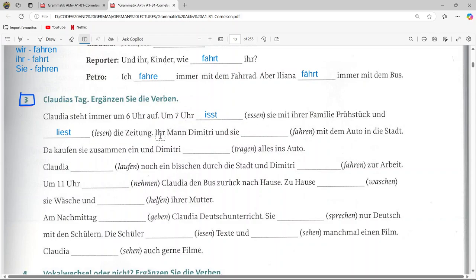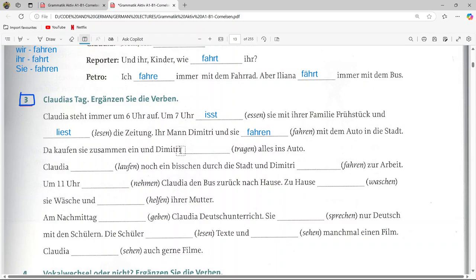Ihr Mann Dimitri, so her husband Dimitri und sie. So now it is talking about two persons, so plural. So plural, the verb will be in the plural sie form or they form, it is the infinitive form. So fahren. Ihr Mann und Dimitri, her husband and Dimitri fahren mit dem Auto in die Stadt. So two persons, so fahren with the car in the city. Okay. Da kaufen sie zusammen ein. Then they do shopping together.